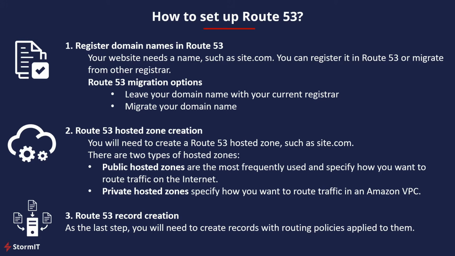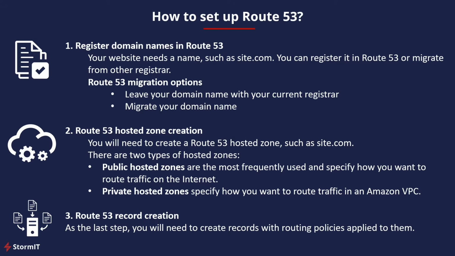And as a second step, you will need to create a hosted zone for your site.com. So basically one hosted zone. And you have to choose the hosted zone type from public or private. The public are the most frequently used, and they specify how you want to route traffic on the internet. And private hosted zones specify how you want to route traffic in an Amazon VPC.